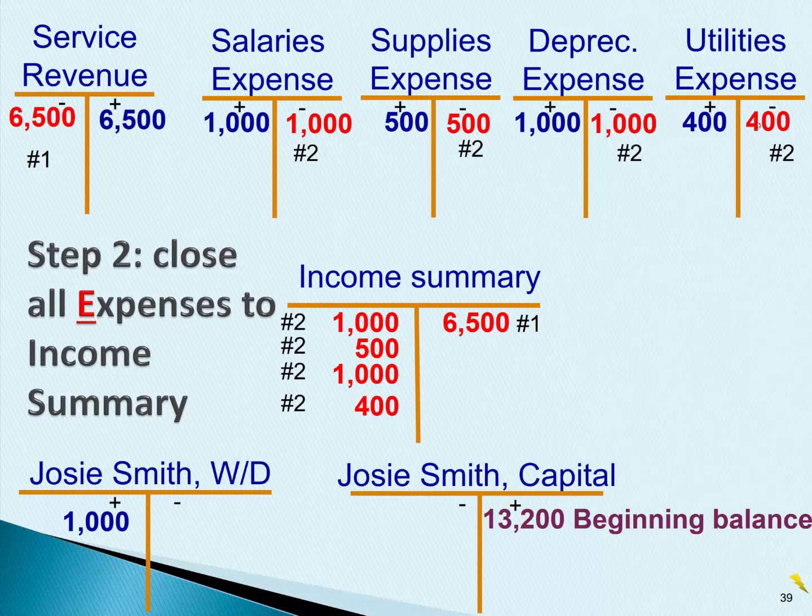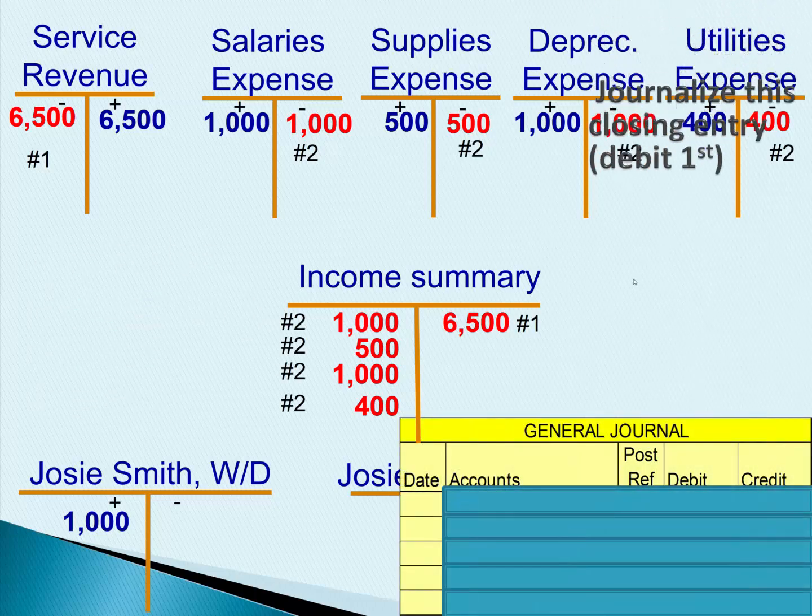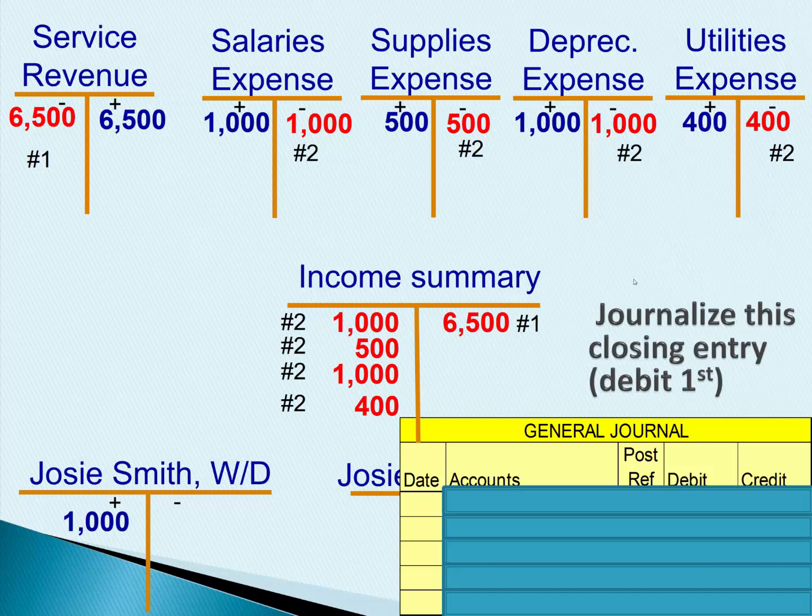All right. So now we get to journalize this. So step 2 again is closing the expenses. So my question is, which are we going to list first? These credits where we closed the expenses, or do we list the debits first? Well, we list the debits first.